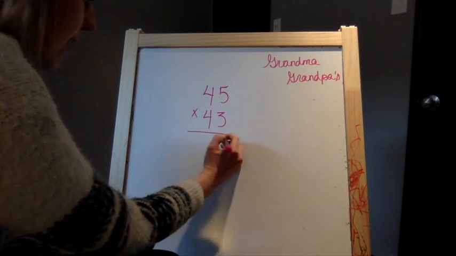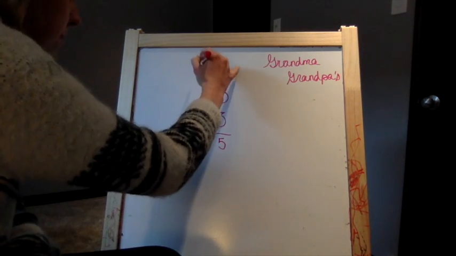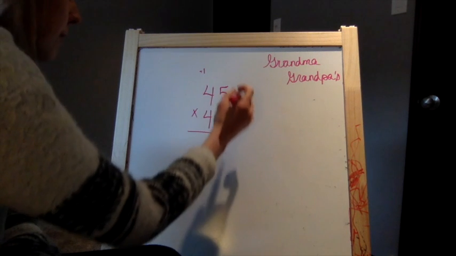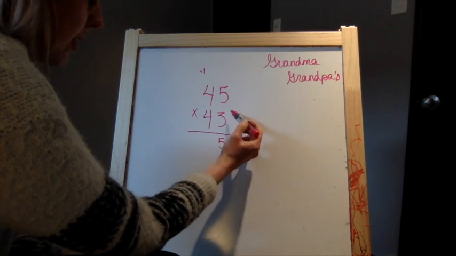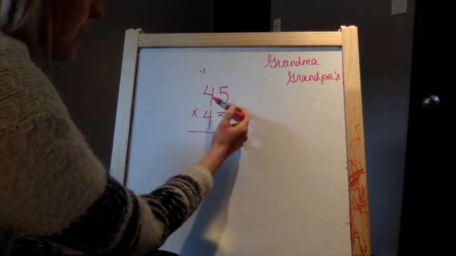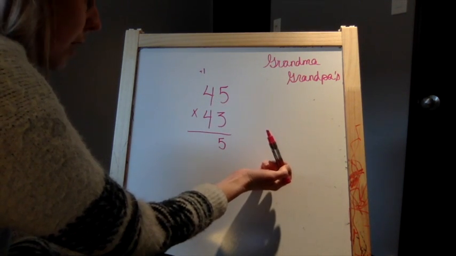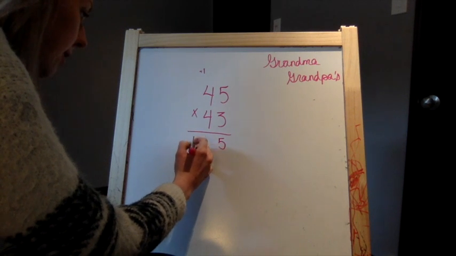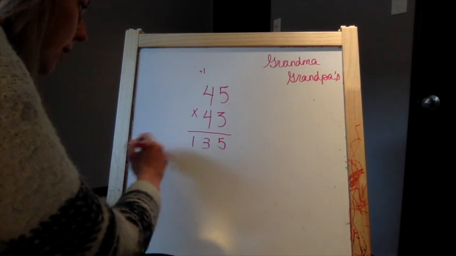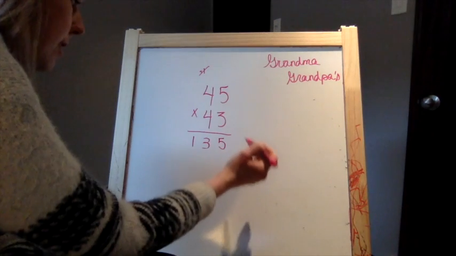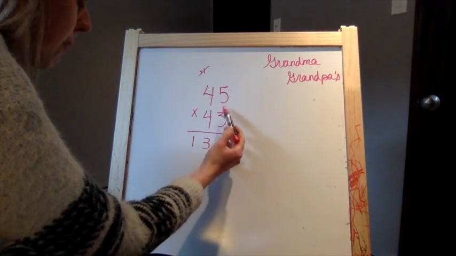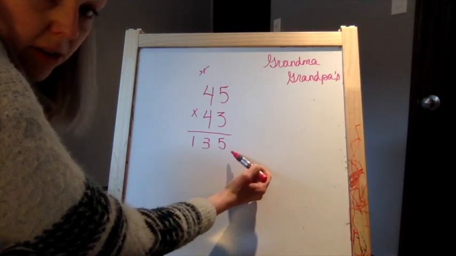So 3 times 5 is 15. I put my 10 up here. Plus 1, because I have 1 to add when I figure out how many 10s I have. Now 3 times 40, 3 times 4 is 12, and 1 more is 13. All right, so I figured that one out. I don't need that anymore. I've done 3 times 45. 3 times 45 is 135.